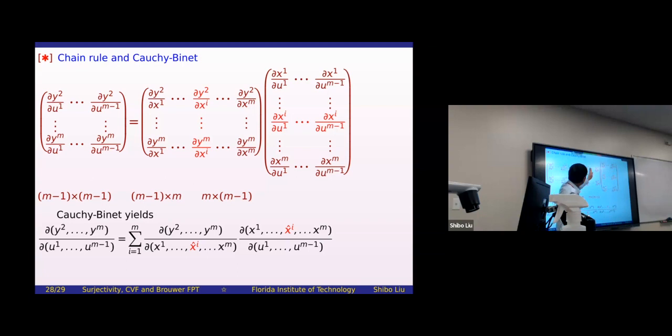Okay, removing this column means that you remove x_i here. Removing this row means that you remove x_i here. Then their product, that is the i-th term. You sum i from one to n. The result is the determinant of the product matrix. That is what we want. Okay. Using chain rule and the Cauchy-Binet formula, we have this last formula here. Then let's go back to our computation.